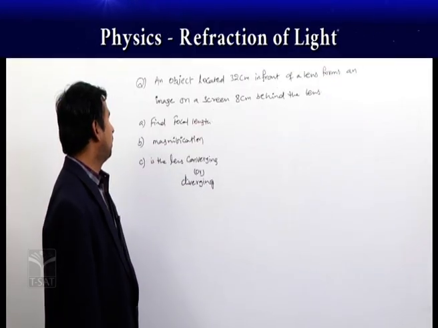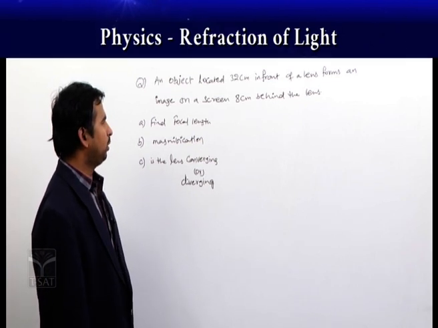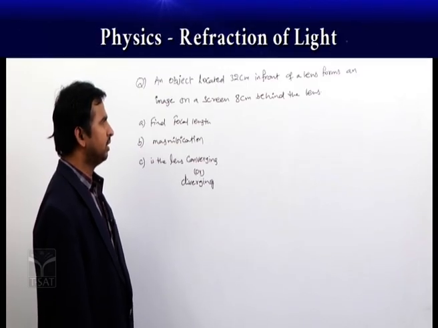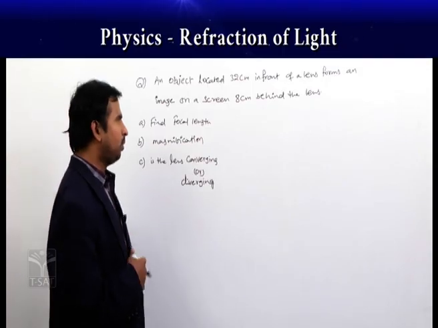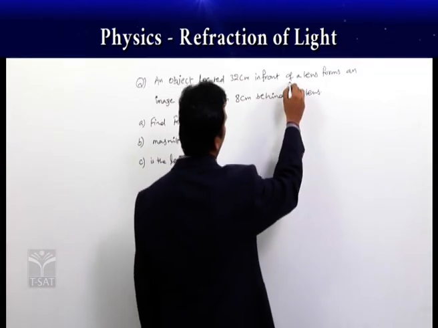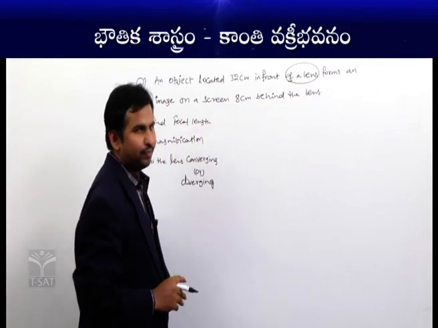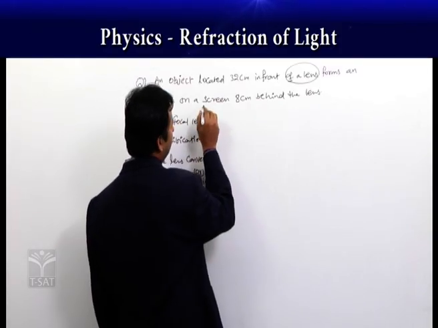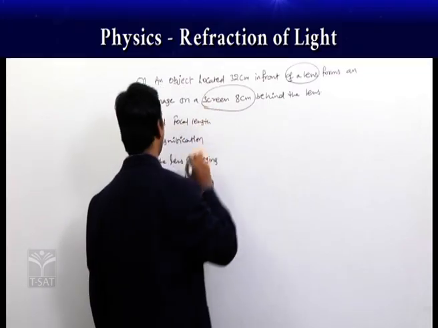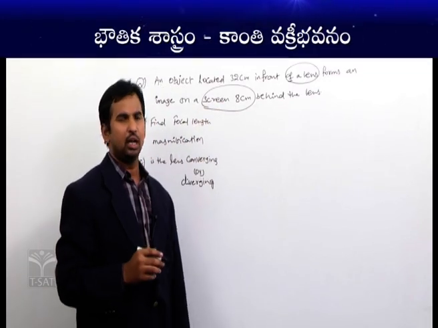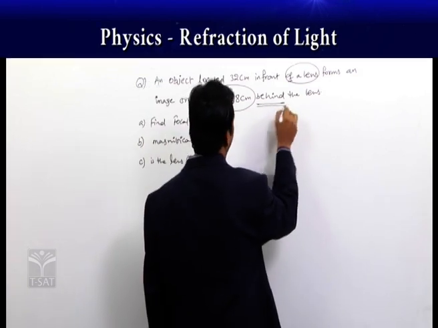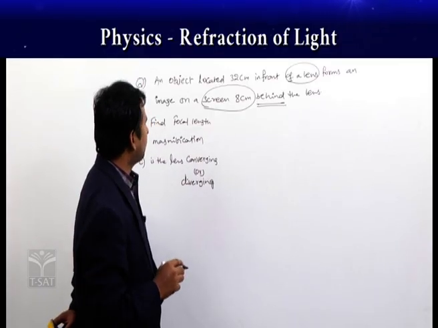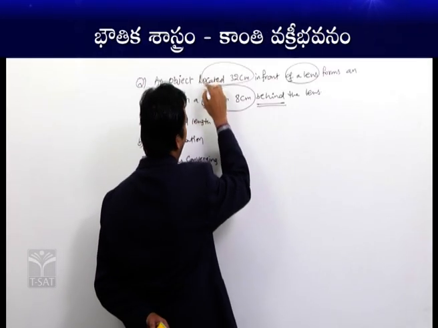Now one more problem is given: an object located 32 centimeters in front of a lens forms an image on a screen 8 centimeters behind the lens. The important thing to see here is that no lens type is given, so we don't know which type of lens it is. It is clearly mentioned that the image is forming on the screen placed behind the lens. So the screen is nothing but the position of the image, and the object position is also given, which is 32 centimeters.